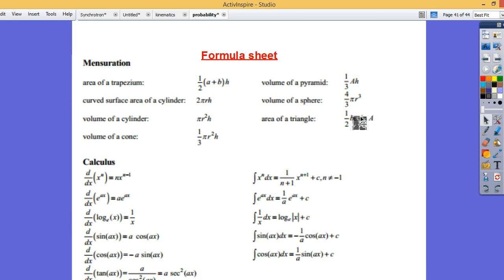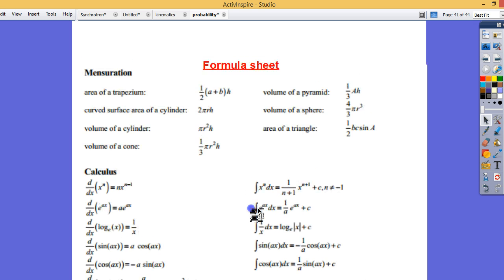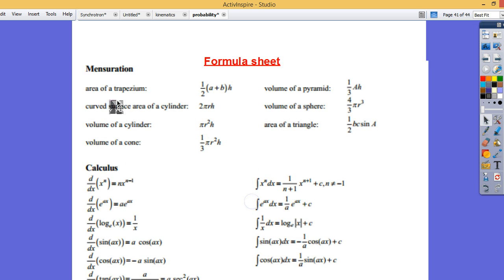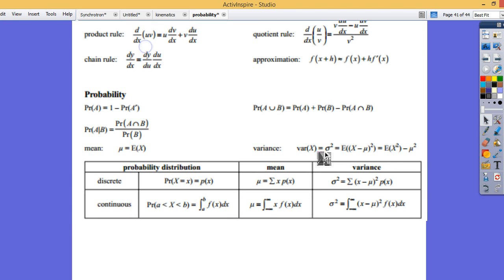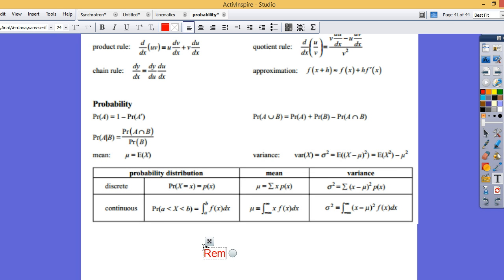Let's consider what's on the formula sheet of the exam. So measurement, calculus, come down to the probability section, and as we can see, looking around for something regarding binomial distribution and you're not going to get it. So in other words, you must remember.